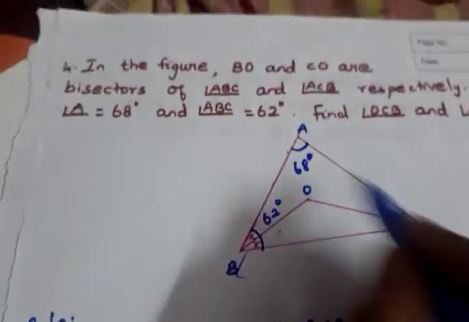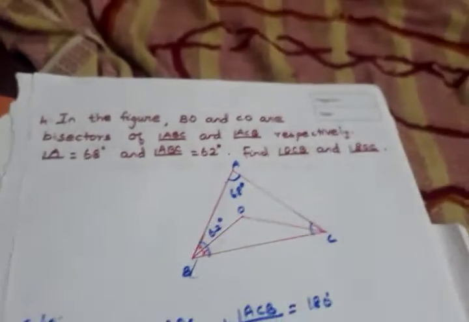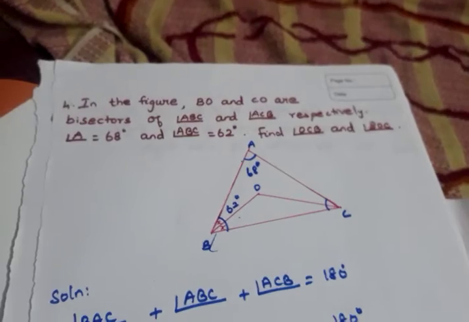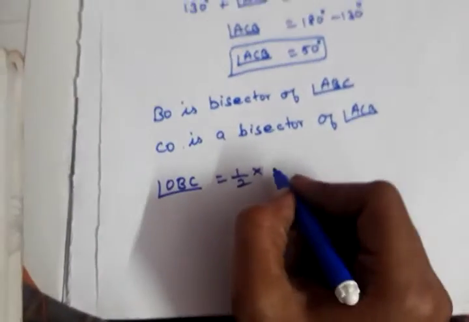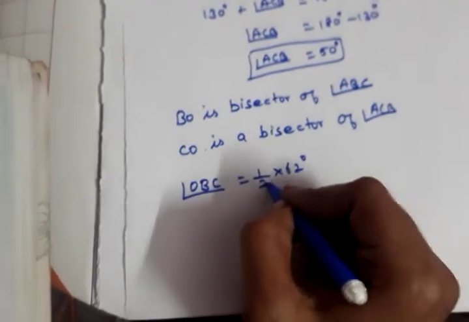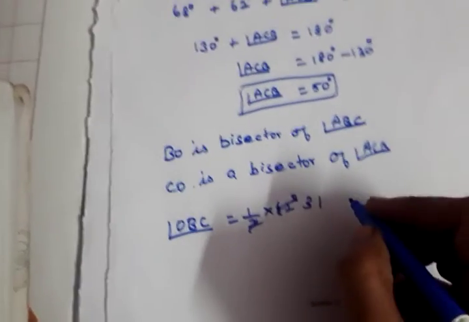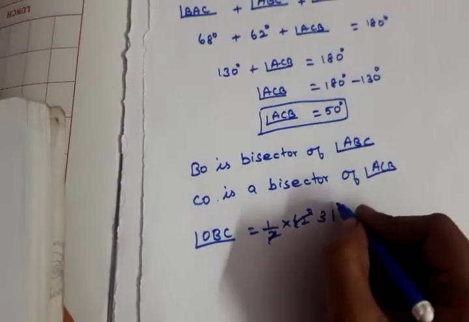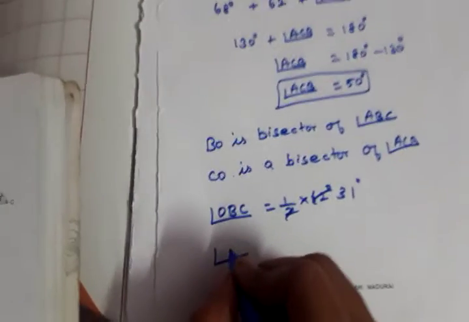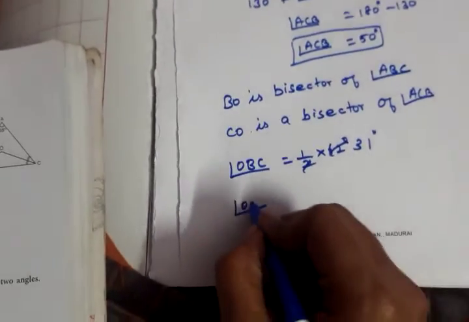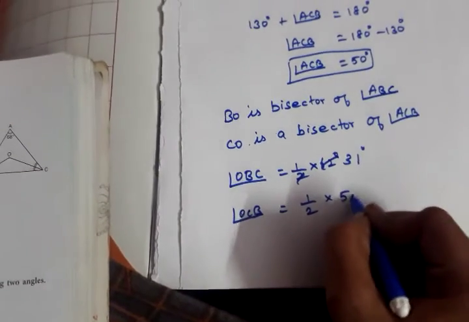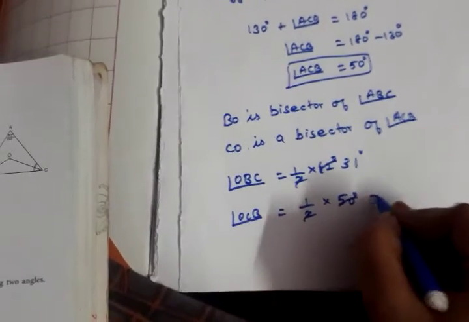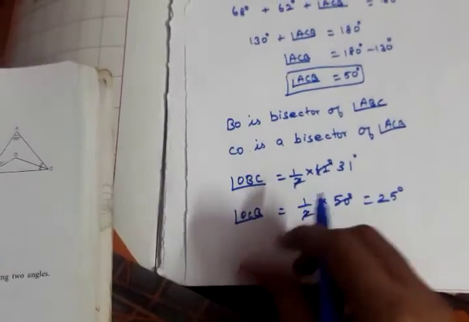Then angle OBC is half of angle B. Angle OBC equals 1 by 2 into 62 degrees, so cancel it, we get 31 degrees. Then angle OCB equals 1 by 2 into 50 degrees, so cancel it, 25 degrees.